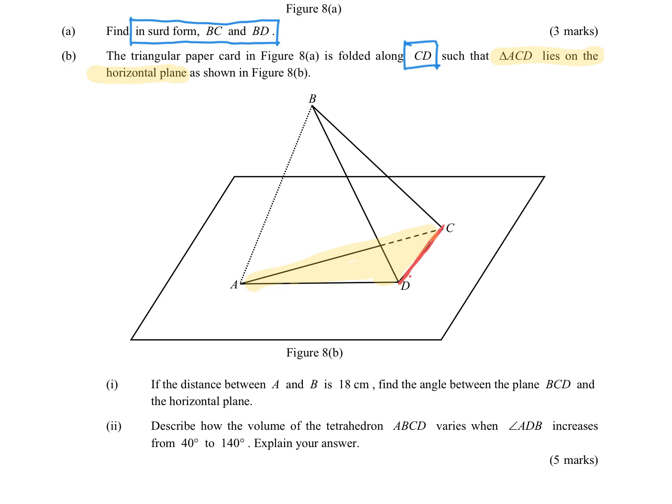If the distance between A and B now is 18 cm, so that means this is 18 cm. Find the angle between the plane BCD and the horizontal plane. So BCD will be the plane now inclined. You can see the line of folding is at the same time the line of intersection.